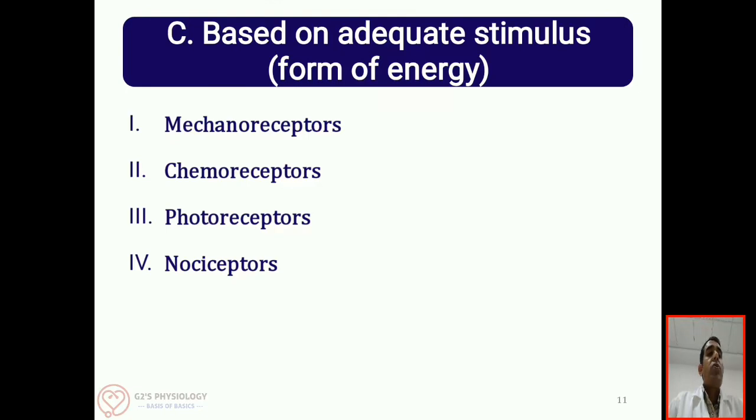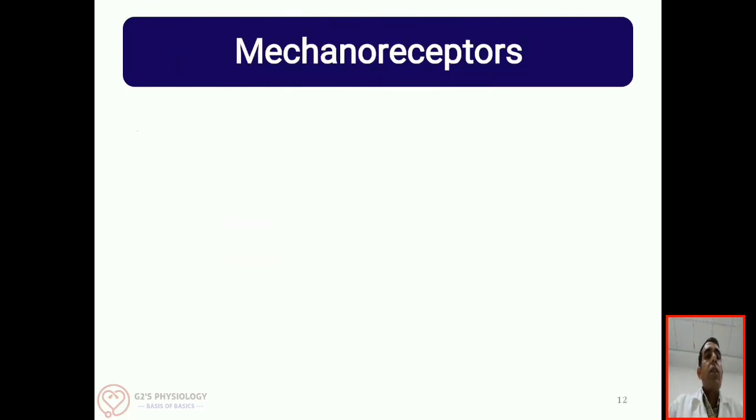ऐसा stimulus जो टिश्यू को डैमेज कर सकता है, this kind of stimulus is called the noxious stimulus, and it is recognized by the nociceptors, mainly pain receptors. And last is the thermoreceptor, which is stimulated by warm and cold. So based on the adequate stimulus, there are 5 types of receptor: mechanoreceptor, chemoreceptor, photoreceptor, nociceptors and thermoreceptors. Now we'll discuss them one by one.